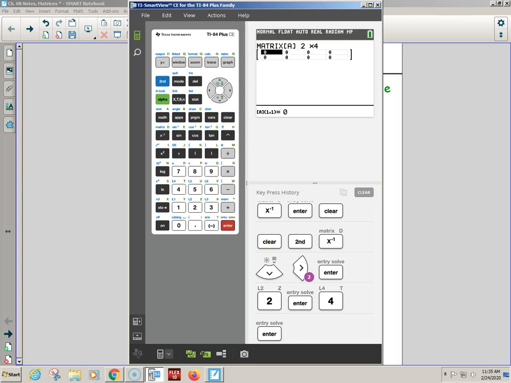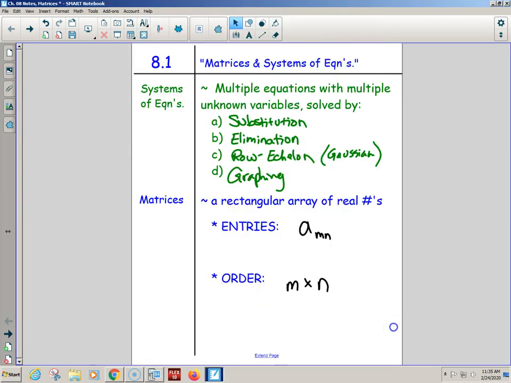Do we have columns? Yes, they're the up and down ones. Do we have rows? Yes, they're the side by side ones. Which is which? 2 indicates the number of rows and 4 indicates the number of columns. Let's get that in our notes, please.